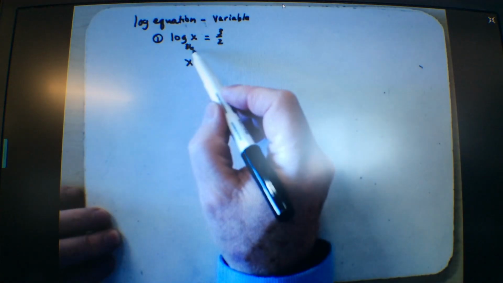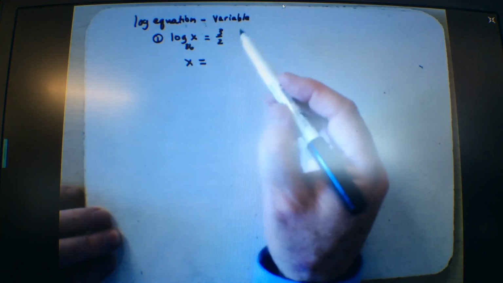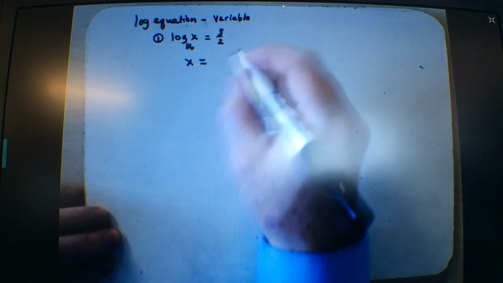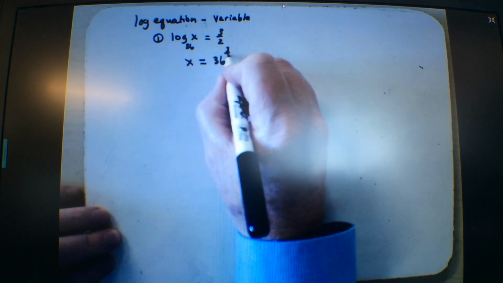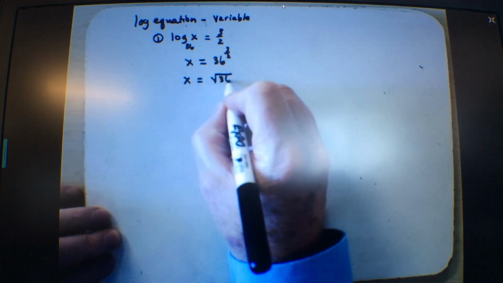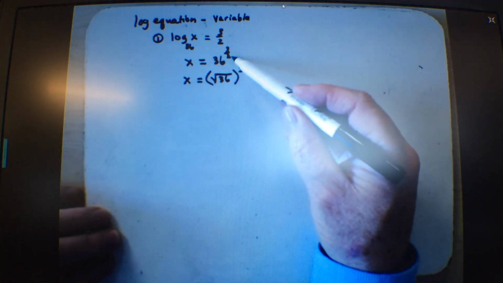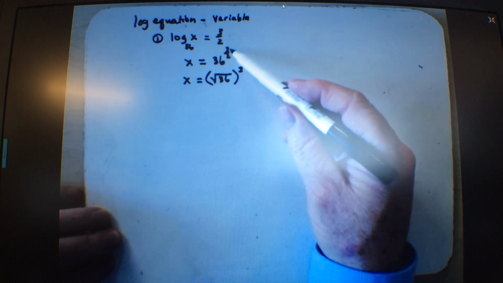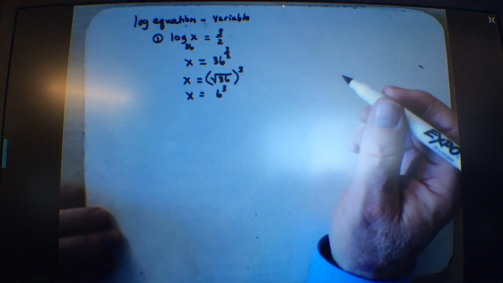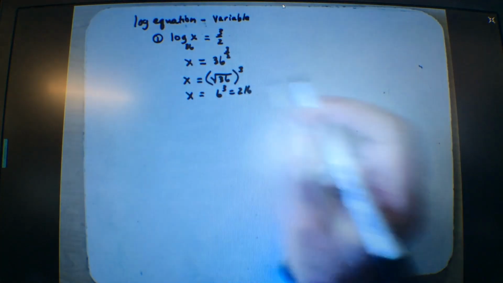Now, which of these two numbers is the exponent? 3 halves. Logarithms isolate the exponent. So what we have then is 36 to the 3 halves power. Now this means the square root of 36 cubed, where the root is the bottom number, and the power is the top number. So we have x equals 6 to the 3rd power, and that is, I believe, 216. 6 times 6 times 6.